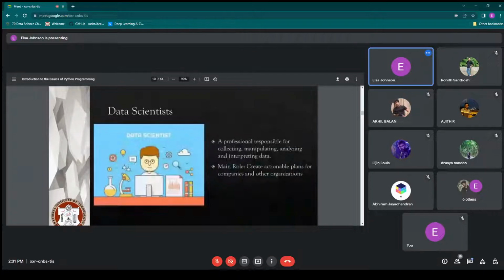Data scientists are professionals responsible for collecting, manipulating, analyzing, and interpreting data. Their main role is to create actionable plans for companies and other organizations. They'll be given a set of data, they'll collect from it, they'll see which parameters are useful and which are to be discarded, and they'll create plans which can be used by their particular company. So that's why they are in huge demand right now.